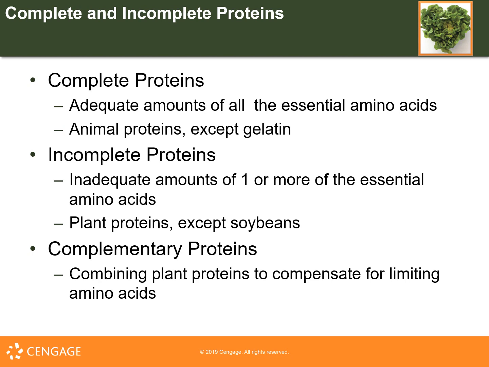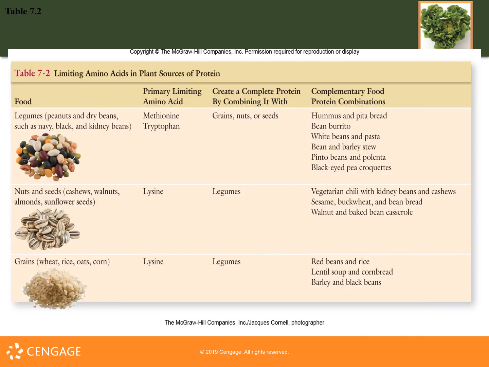Now again, complementary proteins means combining plant proteins to compensate for the limited amino acid of one. So here's an example from another textbook, but I love it. It will help you for the test because I will have examples of vegetarian types. And also I might have some meals that you have to choose from that form a complete protein. So this will help you a lot.